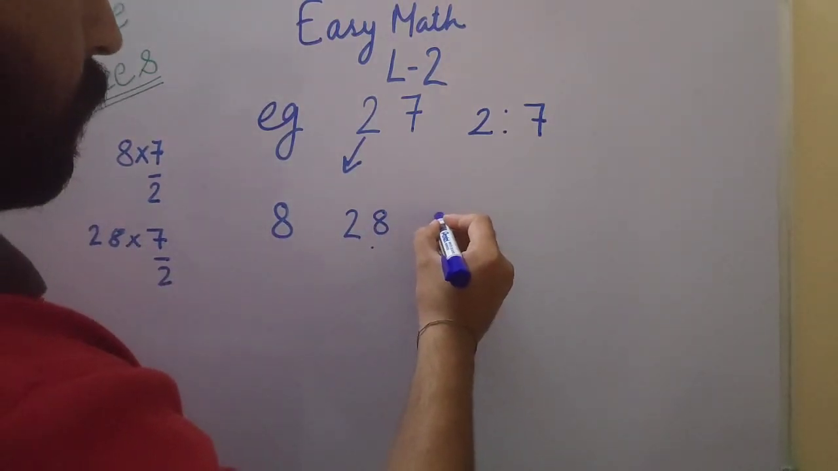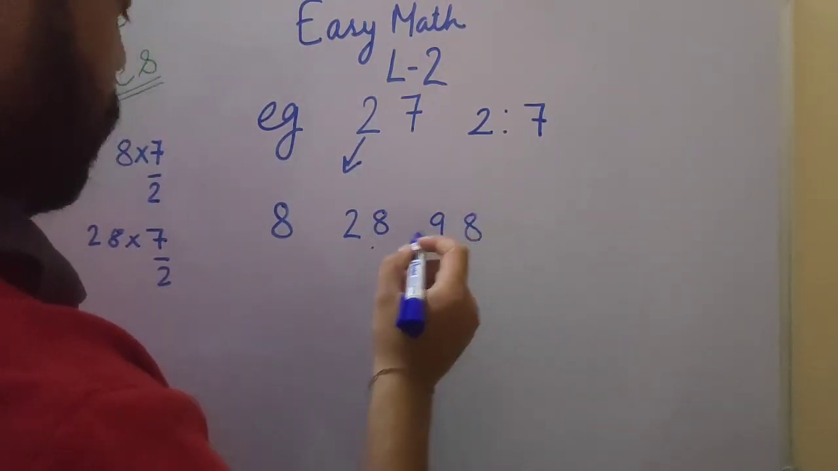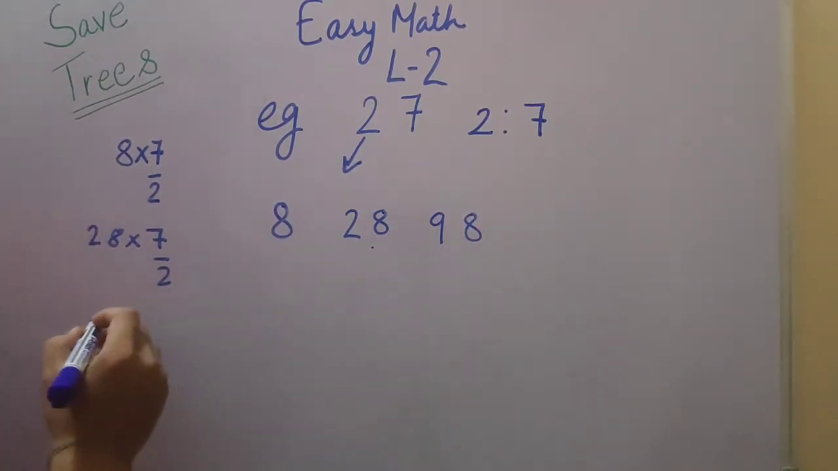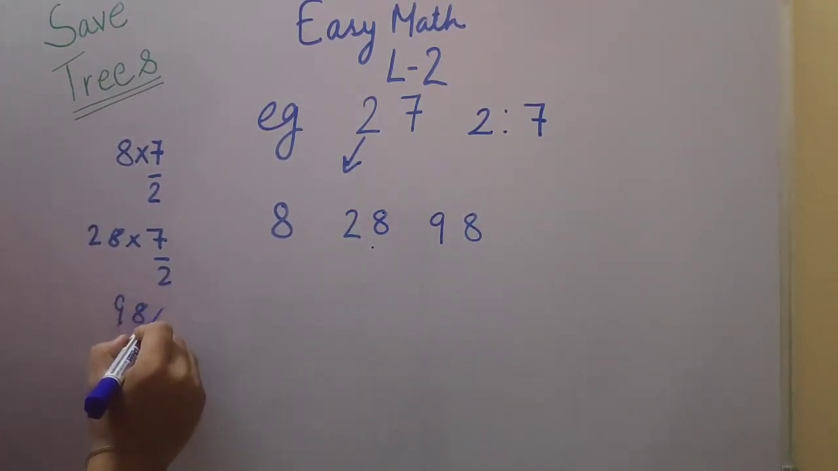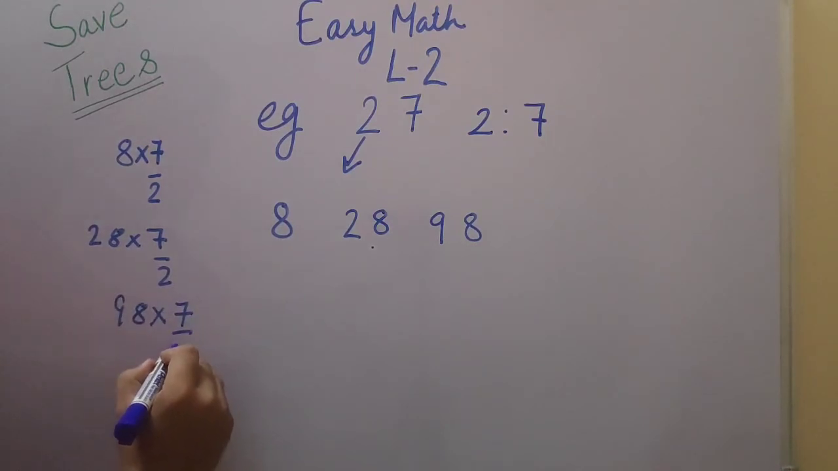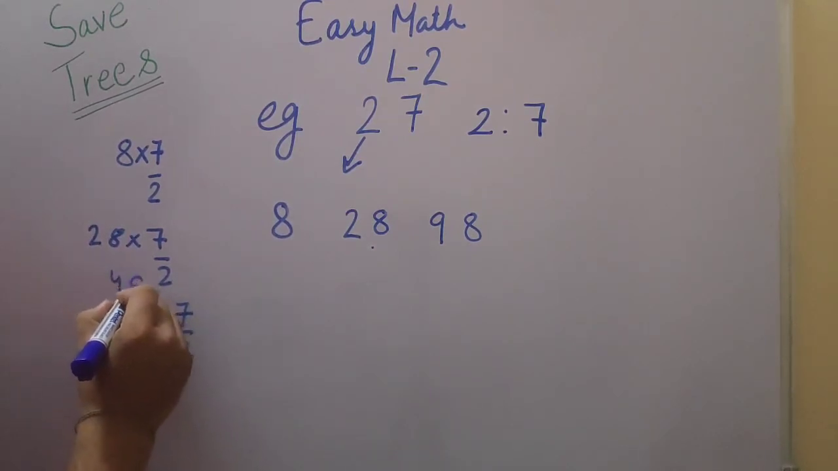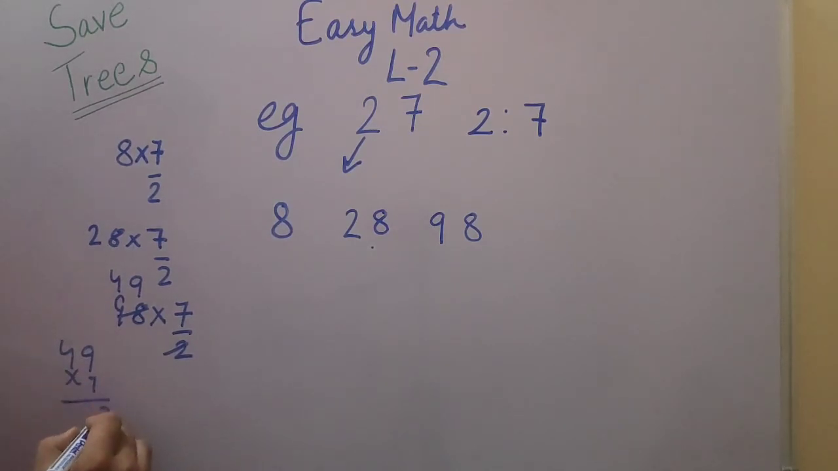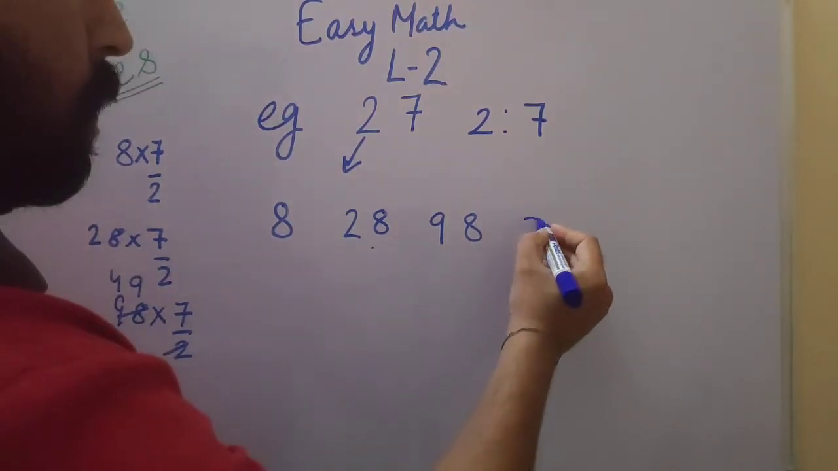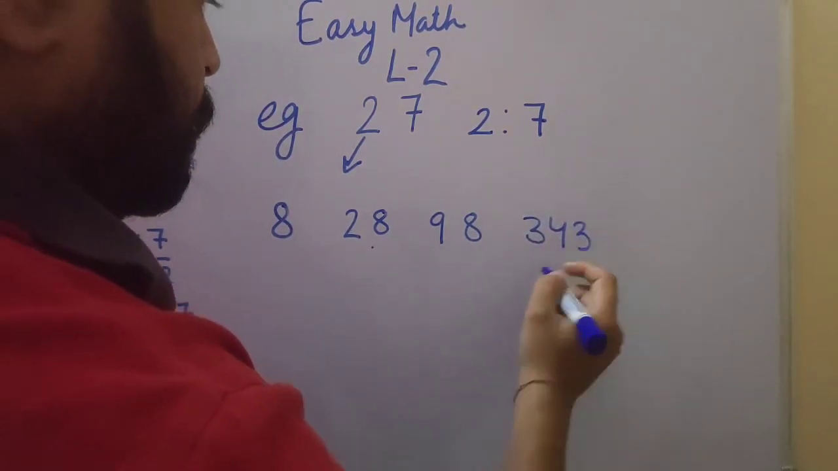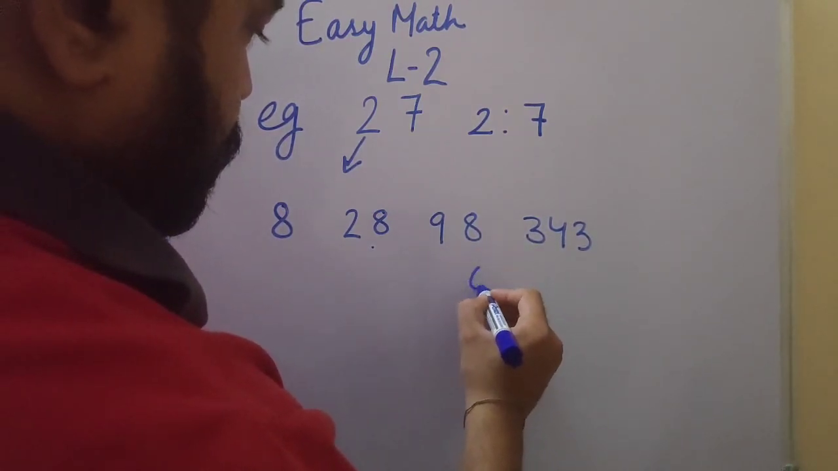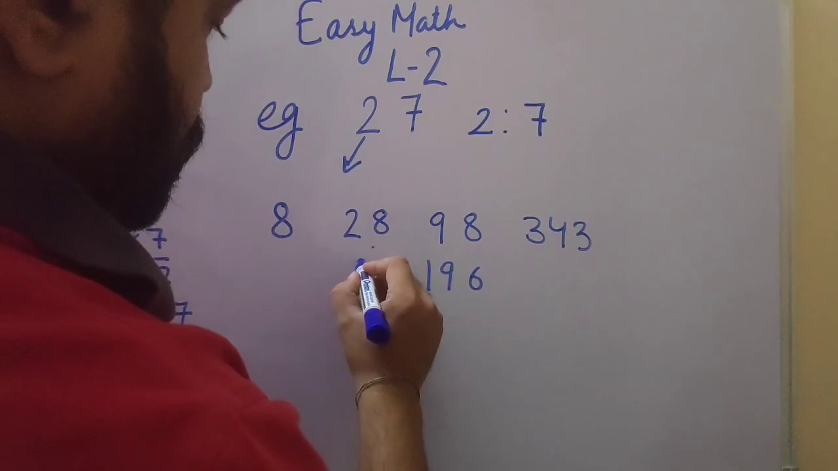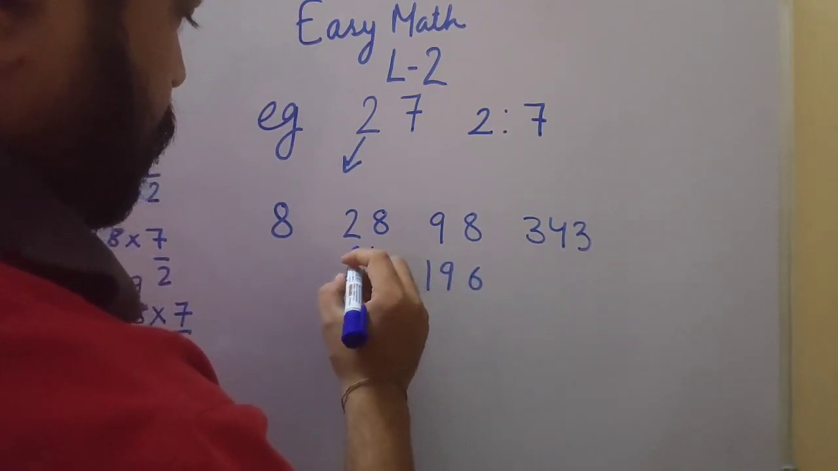Now it becomes 98. Now we take that 98 and again multiply it by 7 by 2. Now it becomes 343. I am going to show you all the calculations so that you can understand them easily. So now again we double the middle digits, it becomes 196, and 28 becomes 56.